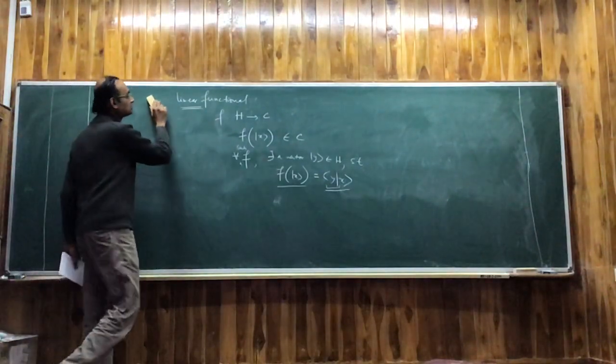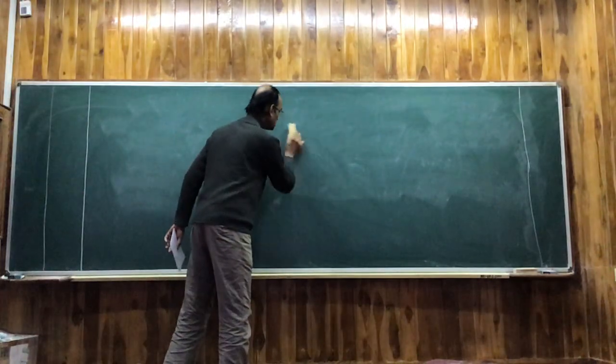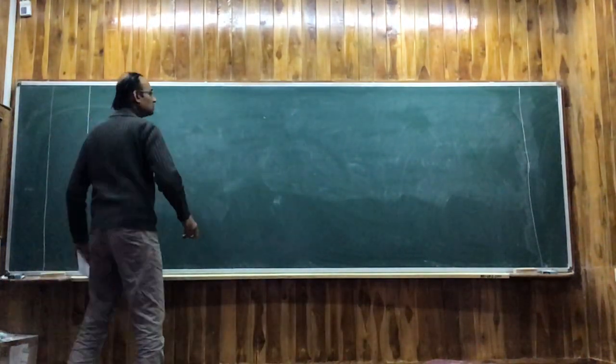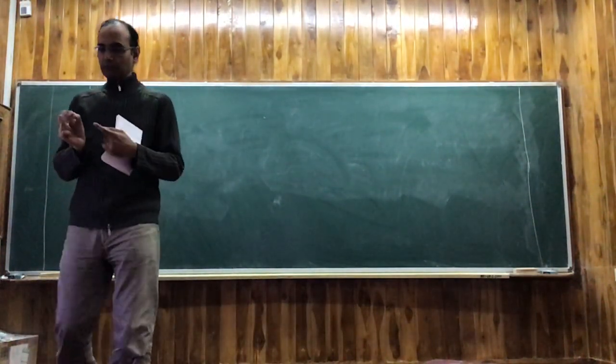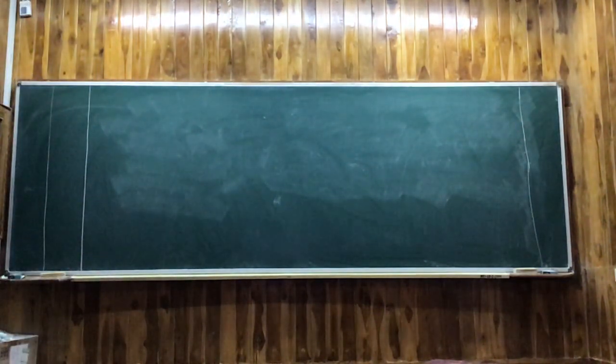Any other question? What is the continuity? Continuity means that if you change the vector a little, we already have a metric, so there is a meaning of changing the vector a little. You go to a vector that is close by in terms of the distance, then the complex number will change a little. There is again an epsilon-delta definition for it. Anything else?